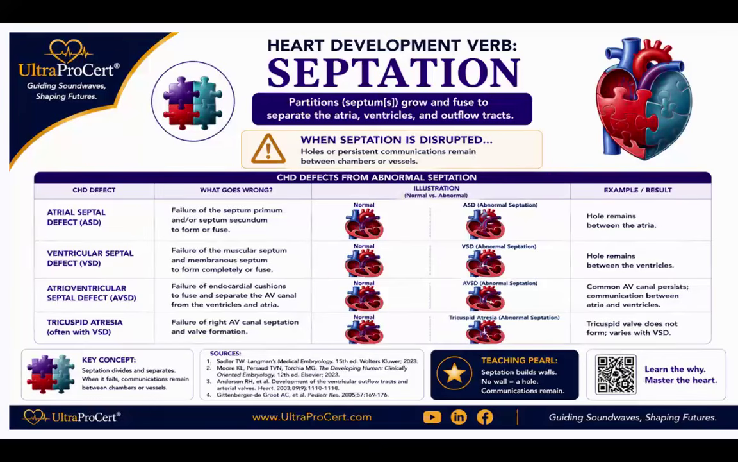All right. Now, here is the list of the errors that will occur if there is an abnormal septation. Okay. So we have an ASD, which we saw earlier, followed by a VSD, AV septal defect, and then tricuspid atresia. Okay, so when septation is disrupted, these are the defects that will occur in this process. Okay.